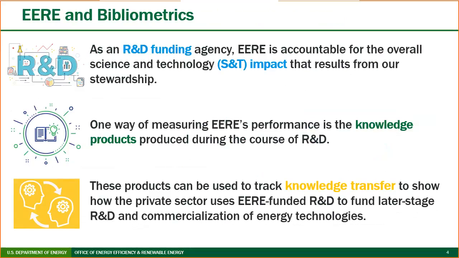One way of measuring this impact is the knowledge products produced during the course of R&D. In addition to measuring those knowledge products, we are particularly interested in using bibliometrics to track the knowledge transfer of publications resulting from early-stage EERE-funded research to later-stage research and commercialization funded by the private sector. EERE aims to fund the gap between basic science and commercialization. So when EERE is assessing our impact, we need to measure not just knowledge products, but knowledge flows.